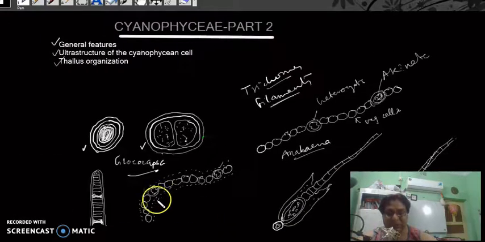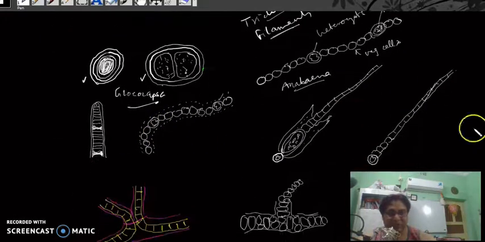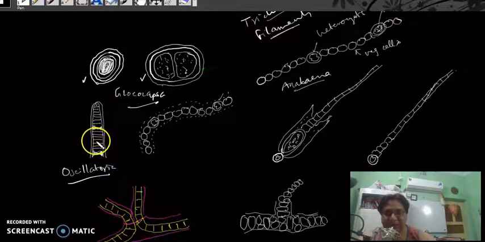There are some unbranched filamentous structures like Oscillatoria. This one is Oscillatoria. Several disc-like cells are arranged one above another. They are stacked one above another, and from one side they look like this. These are the disc-like cells. Actually, they are disc-like, one above another when they are arranged, and when you look from one side, they look like this.